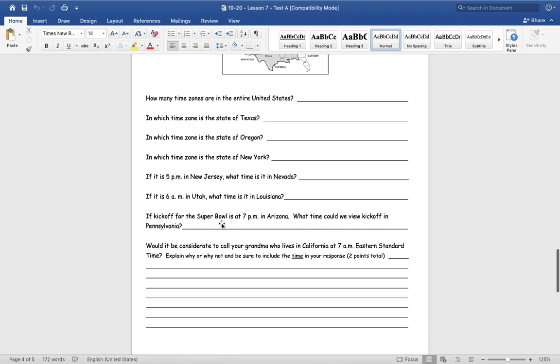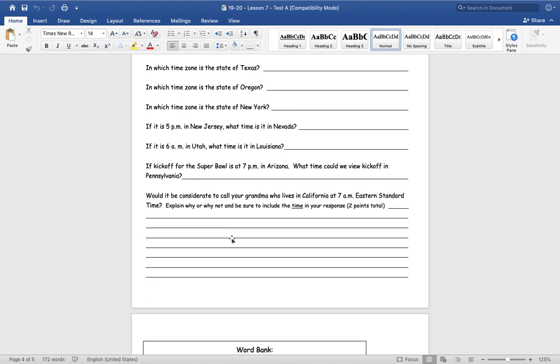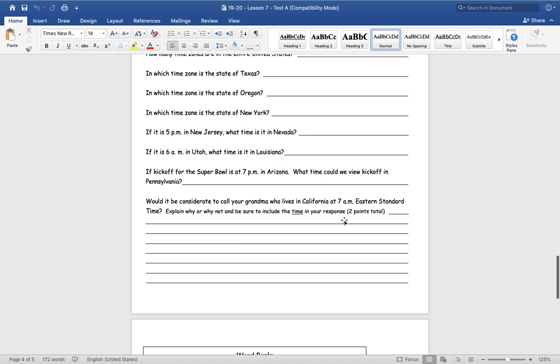If kickoff for the Super Bowl is at 7 p.m. in Arizona, what time could we kick off in Pennsylvania? And finally, would it be considerate to call your grandma who lives in California at 7 a.m. Eastern Standard Time? Explain why or why not, and be sure to include the time in your response. You're earning 1 point for the time and 1 point for the explanation.